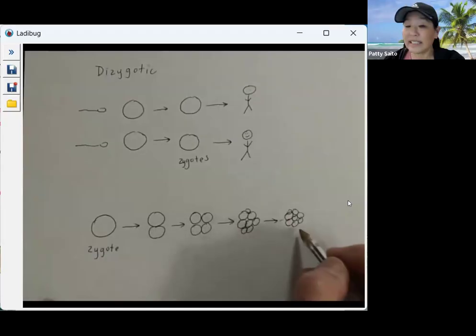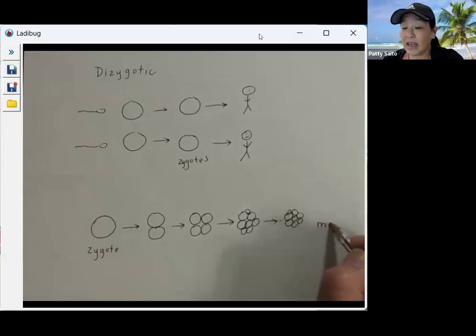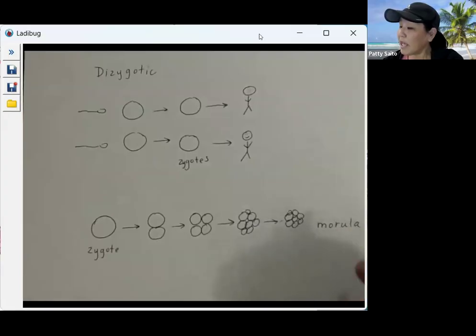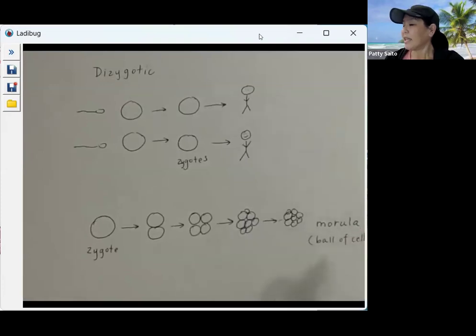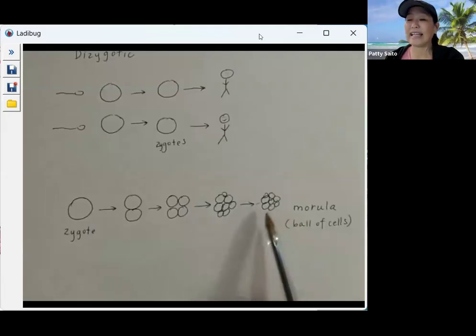2, 4, 8, and 16. So when we get to the level of about 16 cells, then it is called a morula. So a morula is a ball of cells. It comes from the word that I think means a berry or a mulberry. A mulberry has lots of little components to it, so it looked like that. So someone called it a morula.